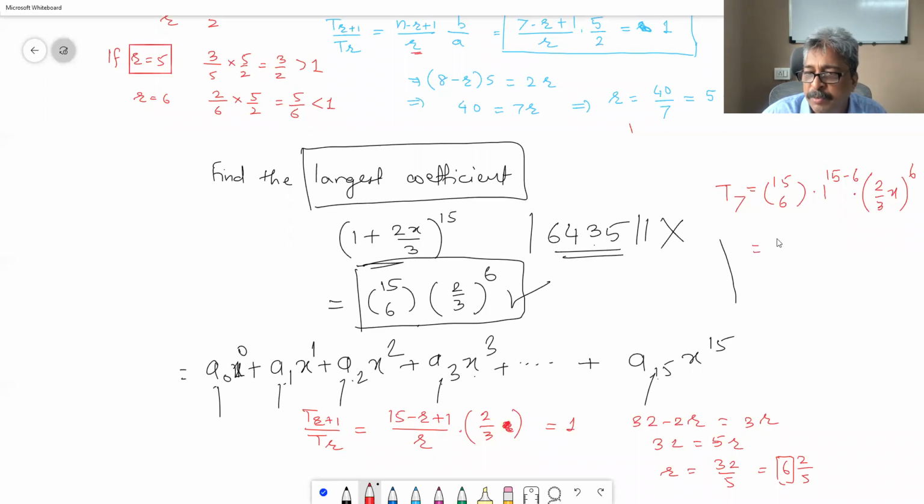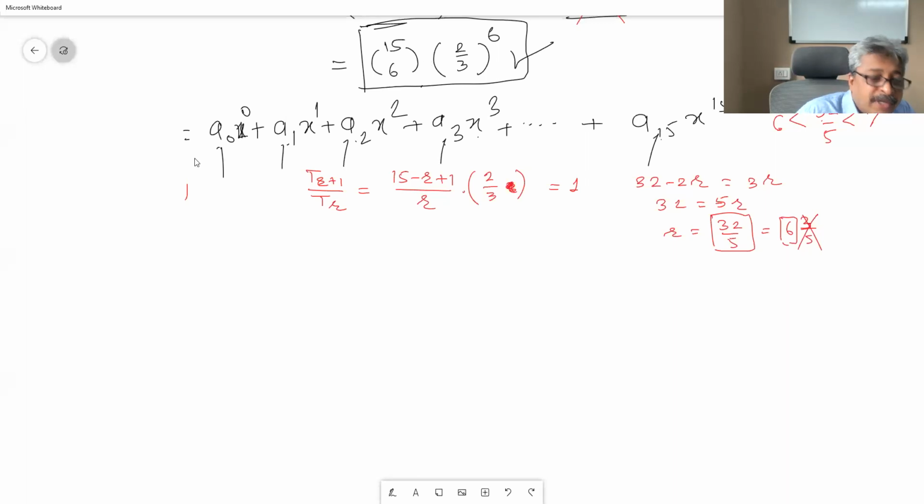The coefficient will be 15 choose 6 into 2 by 3 raised to 6. And if you want to know the power of x, it is x raised to 6. This is important, and this is the answer. I think 15 choose 6 is 6435.